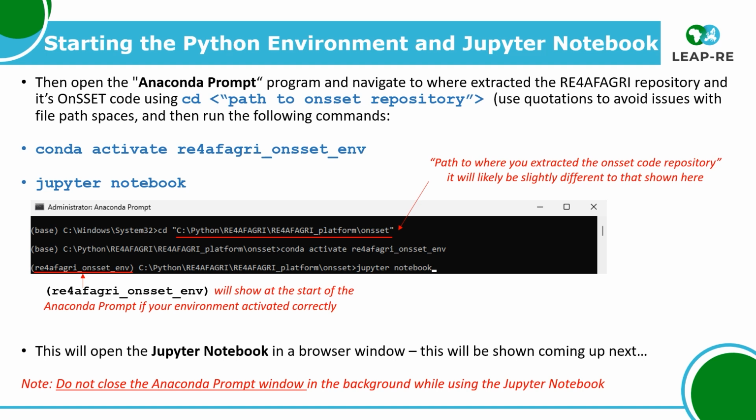Then you will need to activate the RE4AFAGRi OnSSET Python environment using conda activate. Once activated, you should see the base of your Anaconda prompt show RE4AFAGRi_OnSSET env. And then you will type the command jupyter notebook and press enter. This will then open the Jupyter Notebook in a browser window, which we'll show you coming up next.